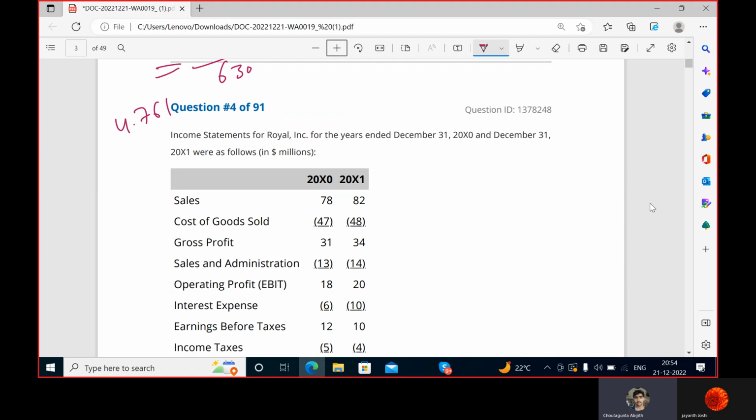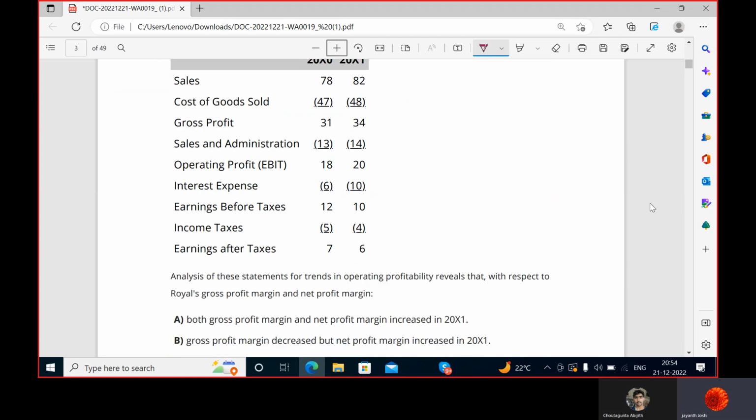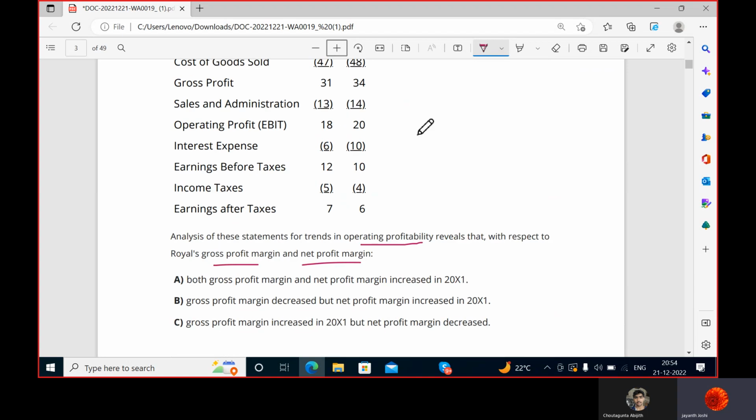Income statement for Royal for the years ended, and so on. Please scroll down. Income statement is given to you. They're asking analysis of these statements for trends in operating profitability. First they have given you a statement, and they have found out the operating profitability here.